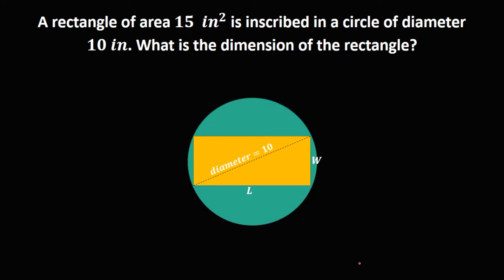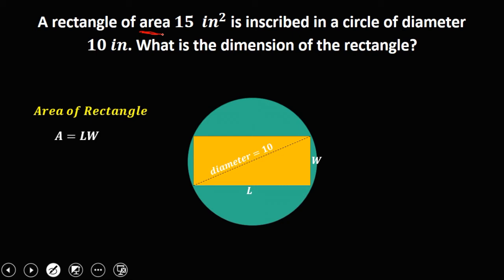Now, since we have this given area, that's 15 inches squared. The formula for the area of a rectangle is length times the width. Then substitute this area into this formula. So 15 now is equal to length times the width. So this is the first equation.